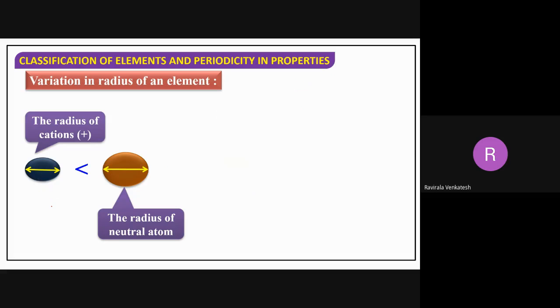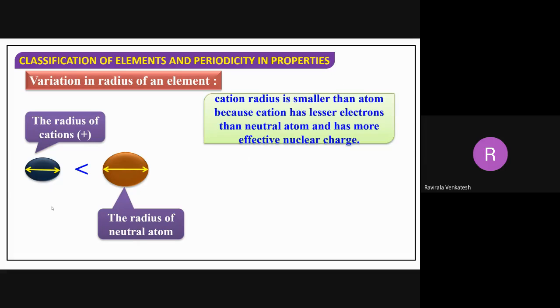You see the reason for this also. First of all, the reason between the cation and the neutral atom. Now, cation radius is smaller than the neutral atom. What is the reason behind this? I have taken Cl+ and here I have taken Cl. Now, tell me, what is the nuclear charge of Cl+? Nuclear charge means protons only, no?